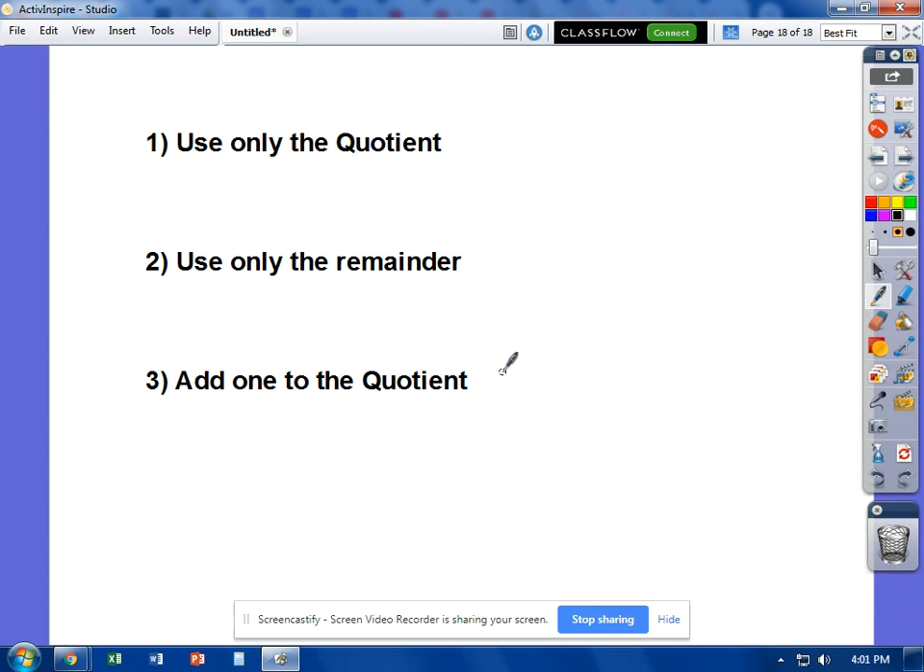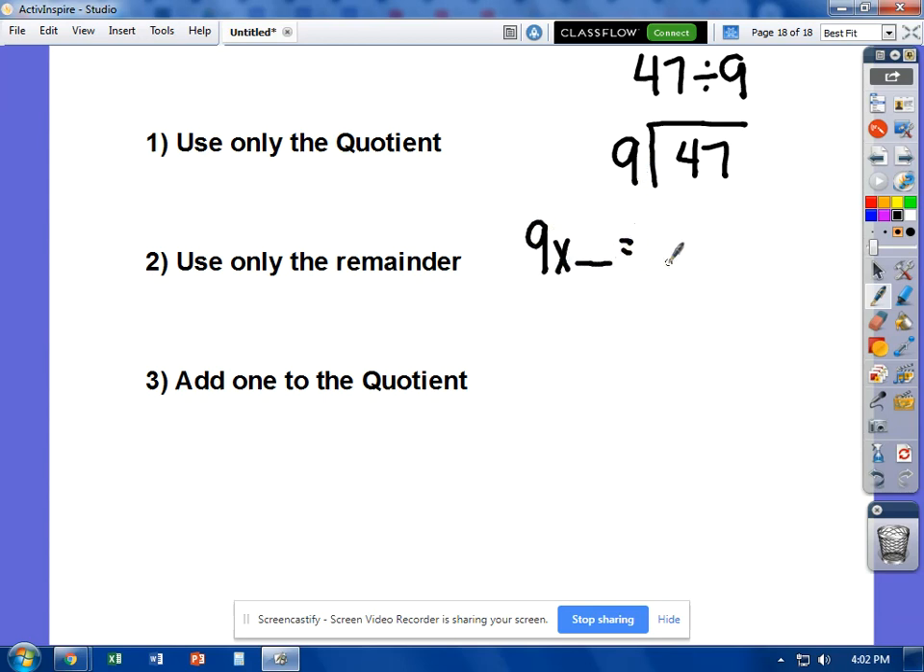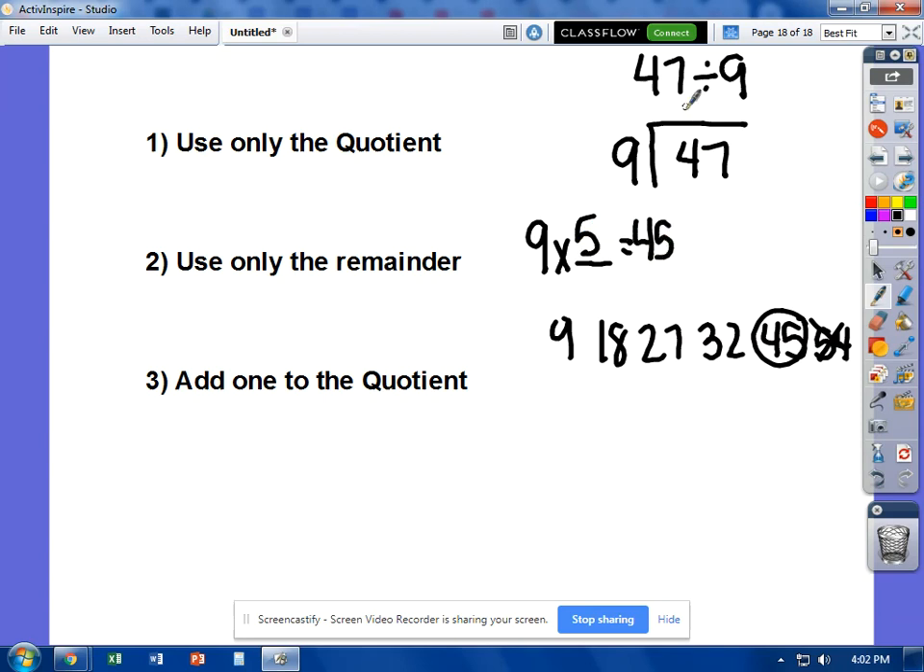The first is to use only the quotient. In your problem, when we did something like 47 divided by 9, 47 went on the inside and 9 went on the outside, because 47 is my dividend and 9 is my divisor. We figured out 9 times something is going to get me close to 47 without going over. We skip counted 9, 18, 27, 36, 45, 54. We remembered we couldn't do 54, so we were stuck with 45. 1, 2, 3, 4, 5. It gave me 45.